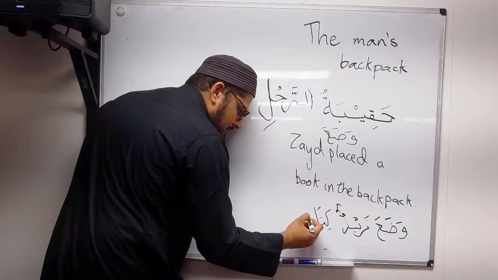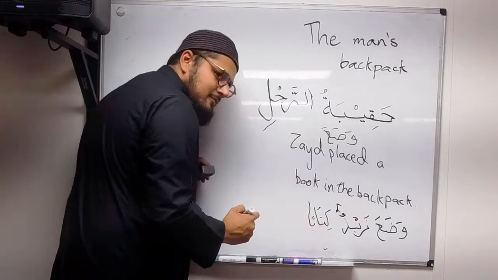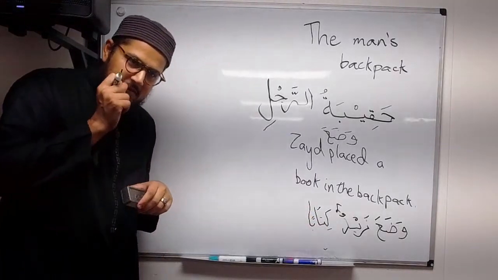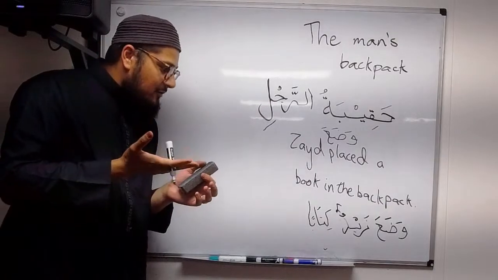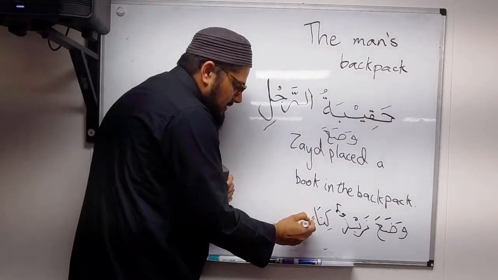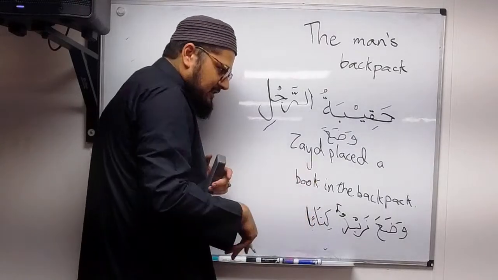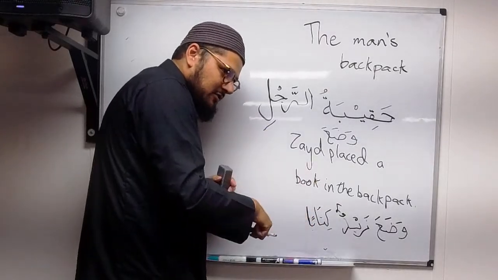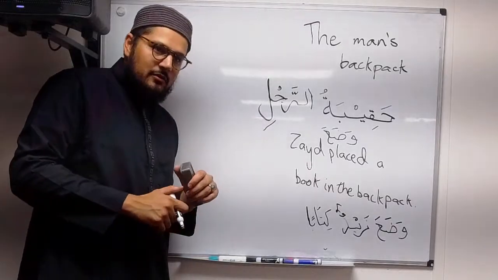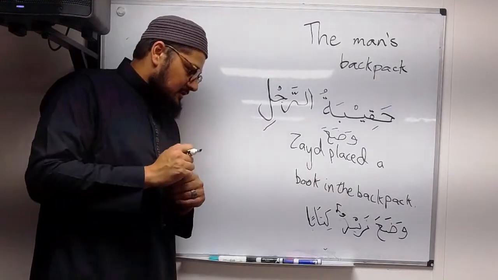Kitaba. Why would I say kitaban? Okay, it's indefinite. That's why it has the tanween. And it's in the nasb state. Why is this in the nasb state? Because it's being put, so it's the object. It's the maf'ul, what the action is happening to. And when an action is happening to a thing, it has to be in the nasb state.